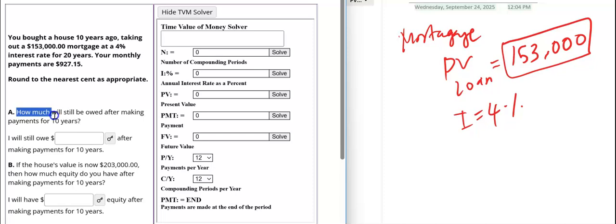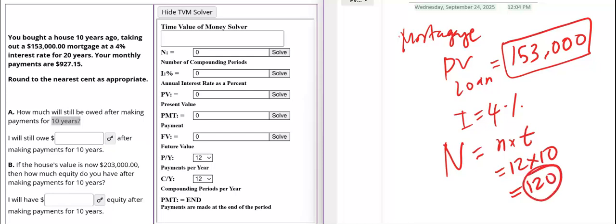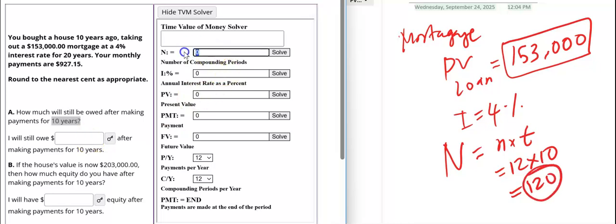But in the first part of the question, we are looking for how much you still owe after 10 years. So here time is 10 years to find the answer in the first part of the question. So in the TVM solver, uppercase N equals lowercase n times t, which is 12 times 10, which is 120. So 120 goes in the uppercase N box. You put 120 as uppercase N, I as 4%, and present value is 153,000, without the comma, without the dollar sign.